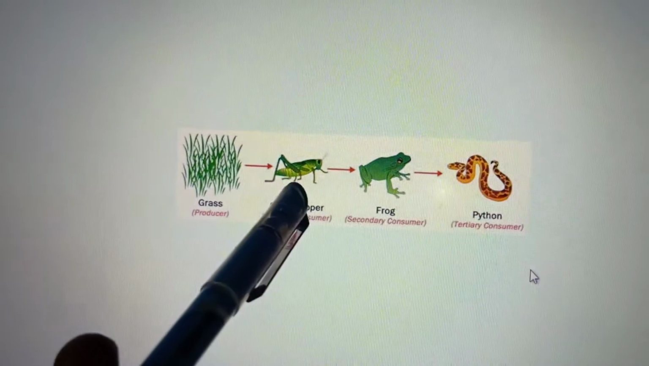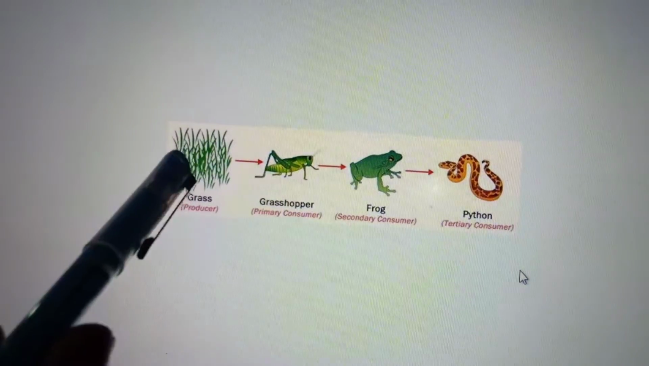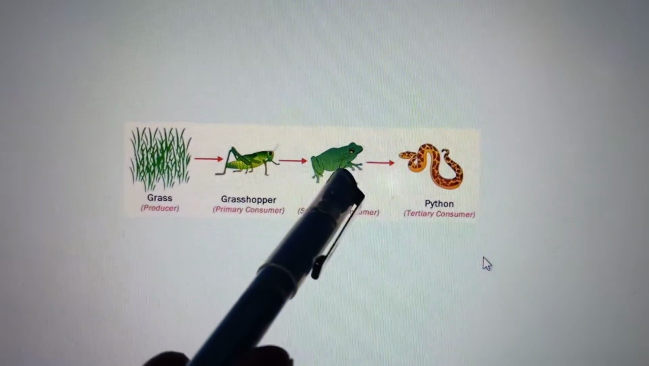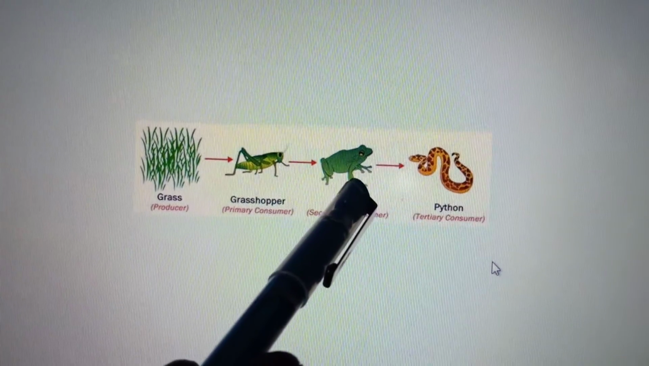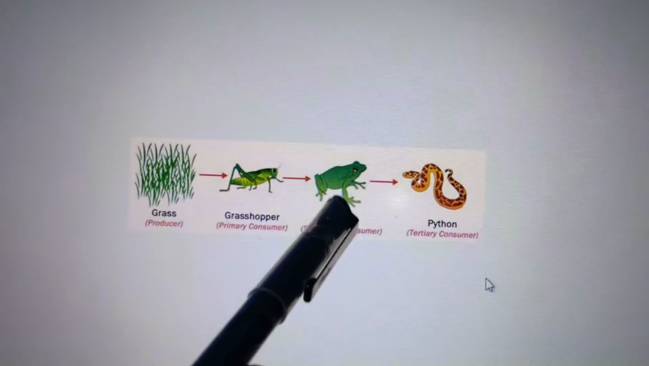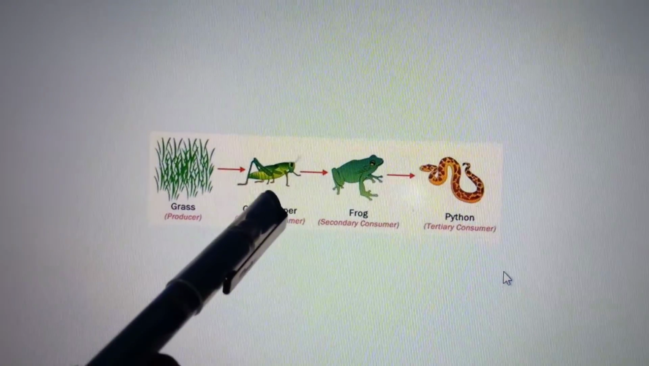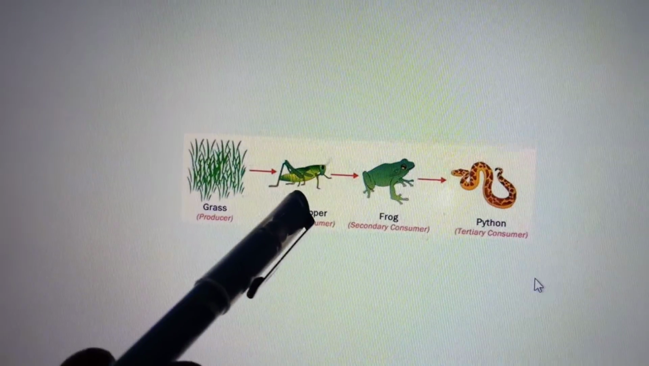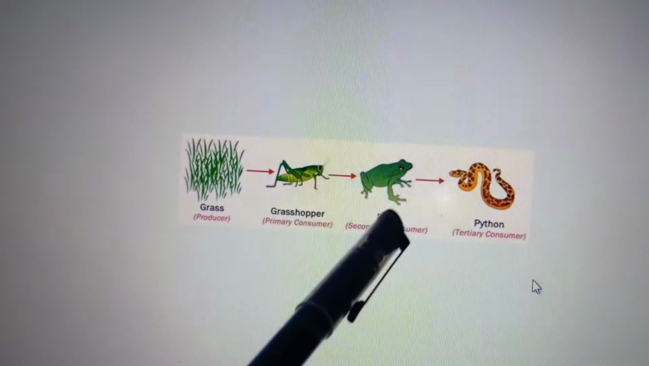See, if you completely destroy plants like this, then what happens? The grasshopper will be starving without food. You are not supposed to. See, if you completely kill the frogs, then what happens to the insect population? The insect population becomes more, and it becomes a pest for the crops. So you are not supposed to.